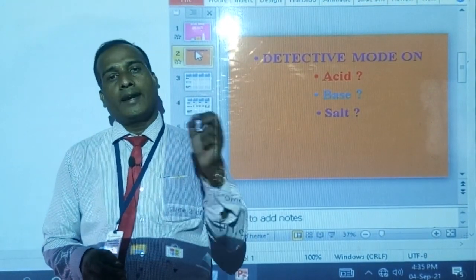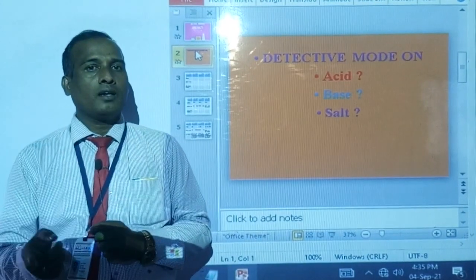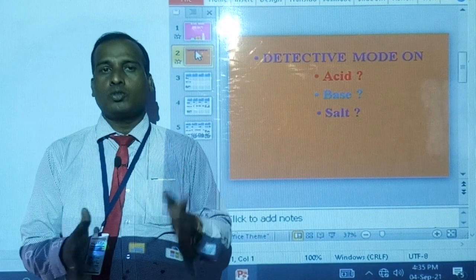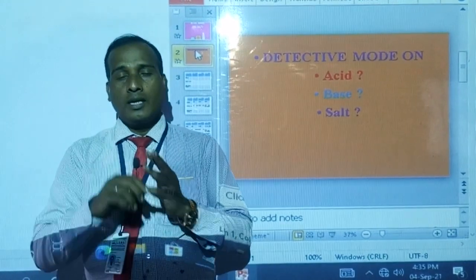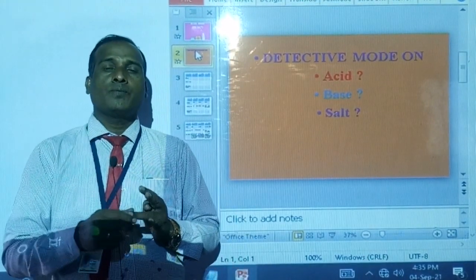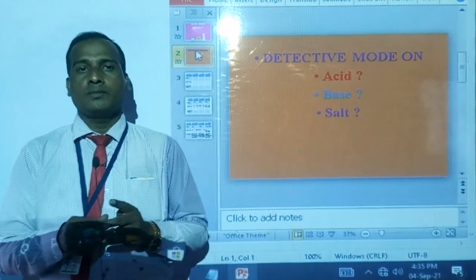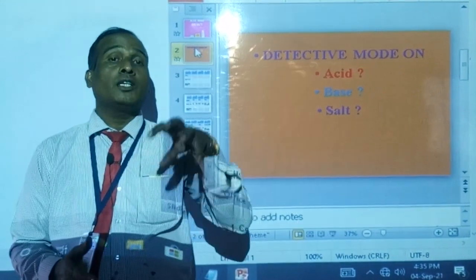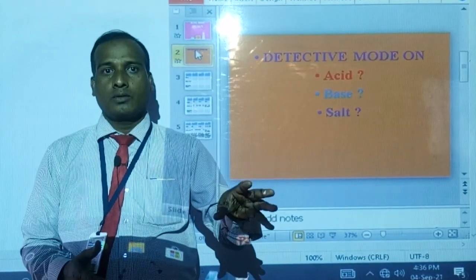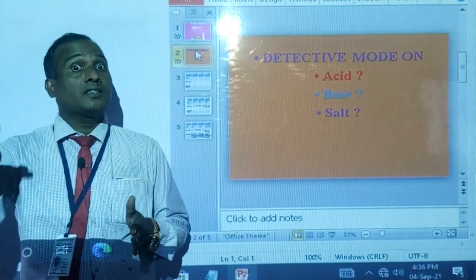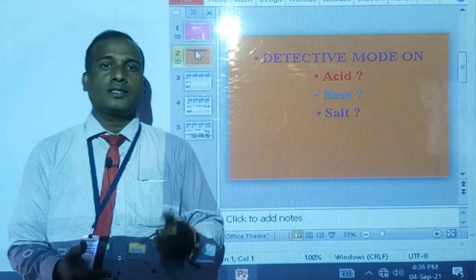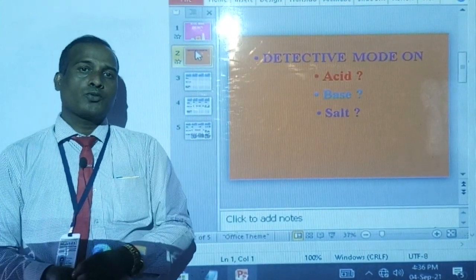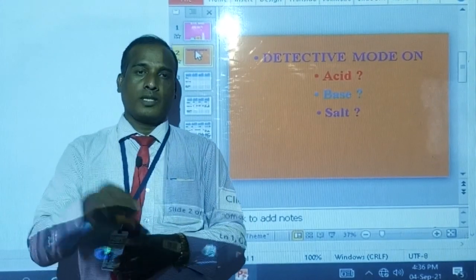One is red litmus paper, and the other is blue litmus paper. These three, red litmus paper, turmeric, and China rose petals, are called natural indicators. And the second one is synthetic indicators, that is methyl orange and phenolphthalein. So I will show how we are using this.